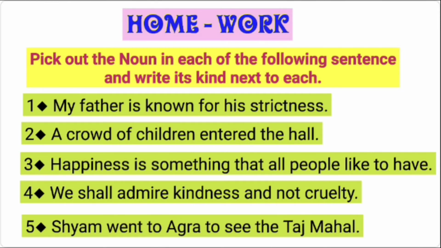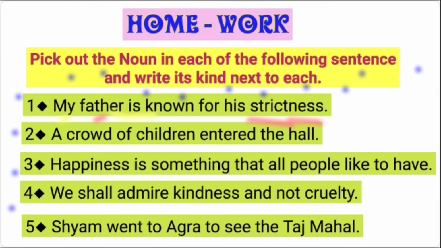Students, here are 5 sentences for you as your homework, and you have to pick out the noun in each of the following sentences and write its kind next to each. For example, I am going to explain the first sentence to you. The first sentence is, my father is known for his strictness. So, in this sentence, father is a common noun because it is not the name of a father, it is only father. Father is a common noun.